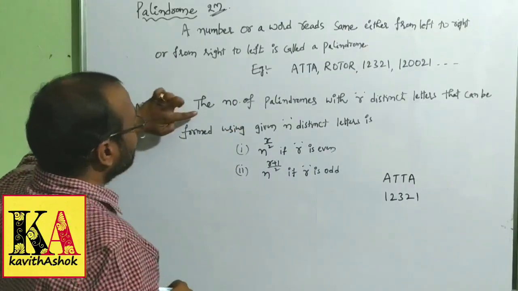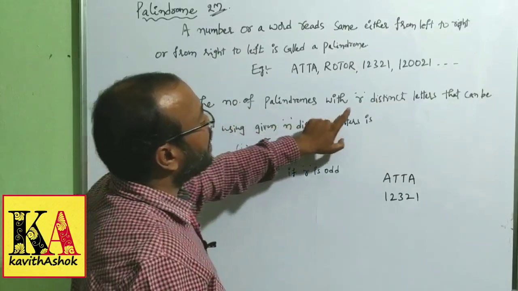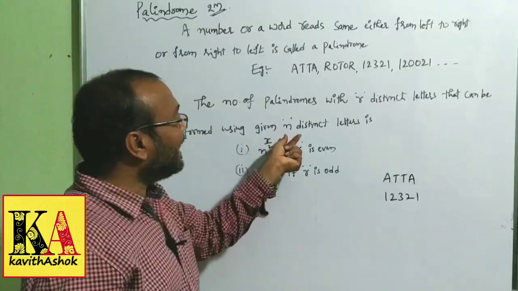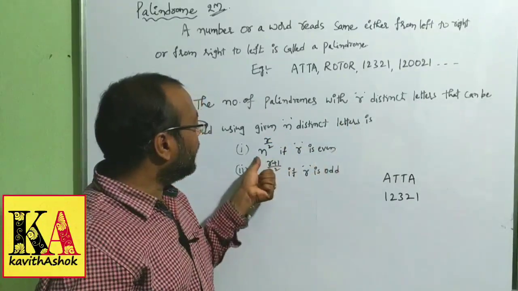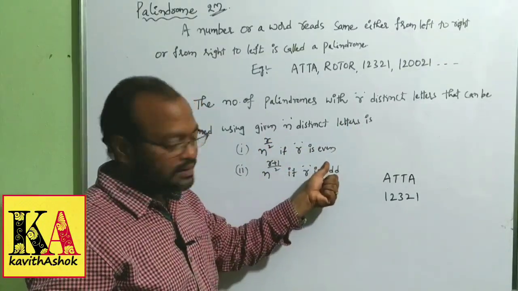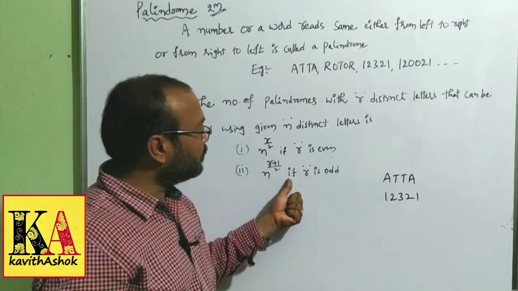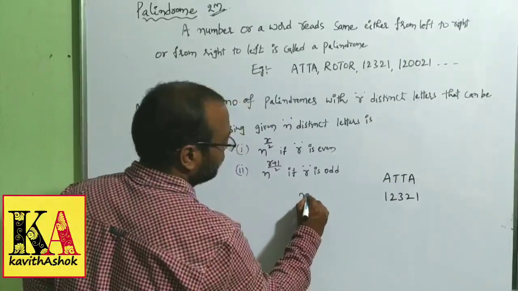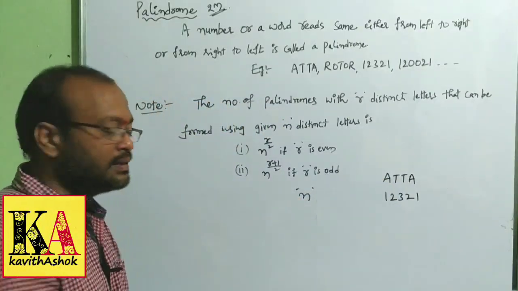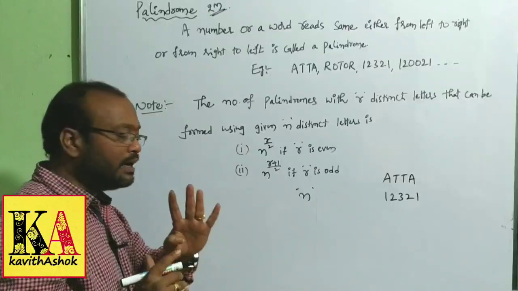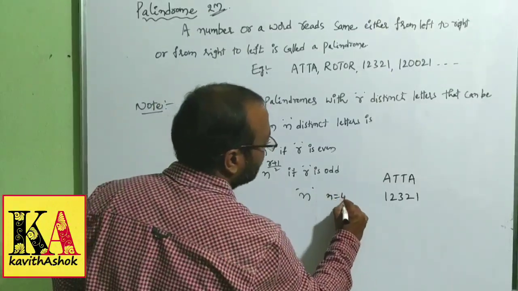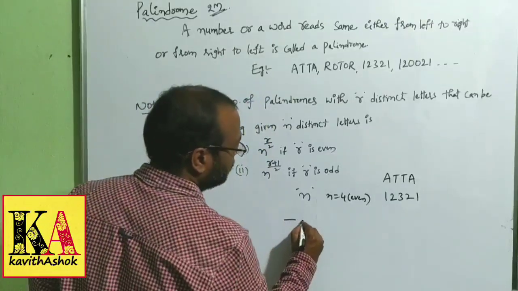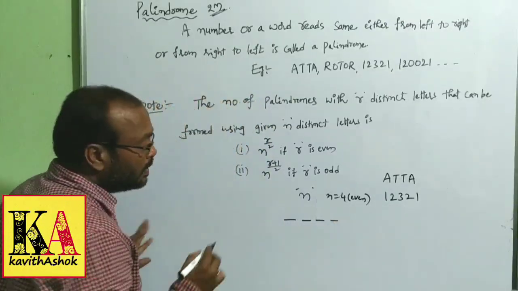So, what is given here? The number of palindromes with r distinct letters that can be formed using the given n distinct letters is n to the power of r by 2 if r is even, and n to the power of (r plus 1) by 2 if r is odd. Suppose we have n things like this here. We want to construct a 4-letter word. I am taking r is equal to 4, because that is even. 4-letter word. 1, 2, 3, 4, right?